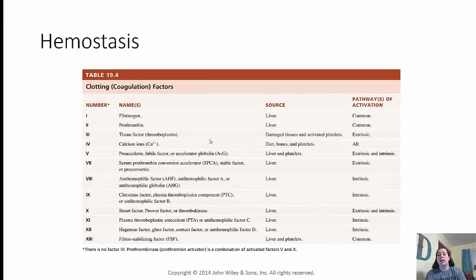Is it part of the extrinsic part of the pathway, the intrinsic? Is it in the common pathway where the two merge together and it continues, or is it in all of the different pathways? This just gives you a summary. Again, I'm not going to have you memorize these different types of coagulation factors, but you should have a good idea and know that most of them come from the liver.